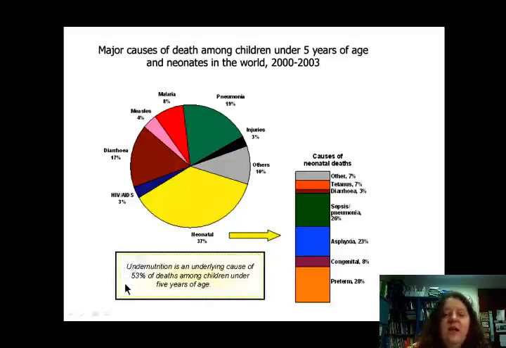Undernutrition is an underlying cause of 53% of deaths among children under 5 years of age. Basically, kids that live in poor areas of the world, they don't have enough food to eat. Their bodies aren't strong enough. So when they do get an infection, it's worse than it would be for a kid who was fully nourished. So half the kids who die from infectious disease around the world might not have died if they had a better diet, right? So this is another complicating issue.